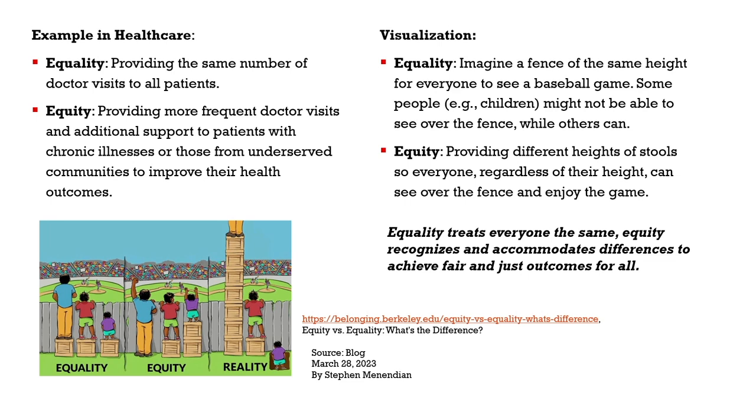You can see that the concept of equality and equity is contrasted by the use of stools for a person with a very short height who wants to see the game beyond a boundary. And so for equality, you can imagine a fence of the same height for everyone to see a baseball game, let us say. Some people, for example children, might not be able to see over the fence while others can. But equity would provide different heights of stools so everyone, regardless of their height, can see over the fence and enjoy the game. So, equality treats everyone the same, but equity recognizes and accommodates differences to achieve fair and just outcomes for all.